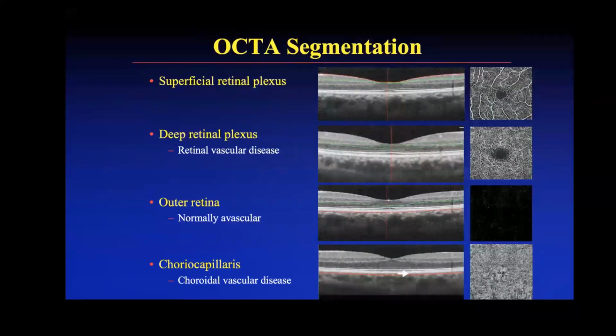So here's an example of OCTA segmentation in a normal eye. At the top is the superficial retinal plexus, and if you look at the structural OCT, you can see there's a red line and a green line showing the segmentation that corresponds to the OCTA image that is adjacent to it. So this is the superficial retinal plexus segmentation. Below that is the deep retinal plexus segmentation. We can see here the segmentation lines and the corresponding OCTA image. This is important. This is the outer retinal segmentation between these two lines, and the OCTA image is black because normally there is no blood vessel flow in this segmentation. And just below that is the choriocapillaris segmentation.